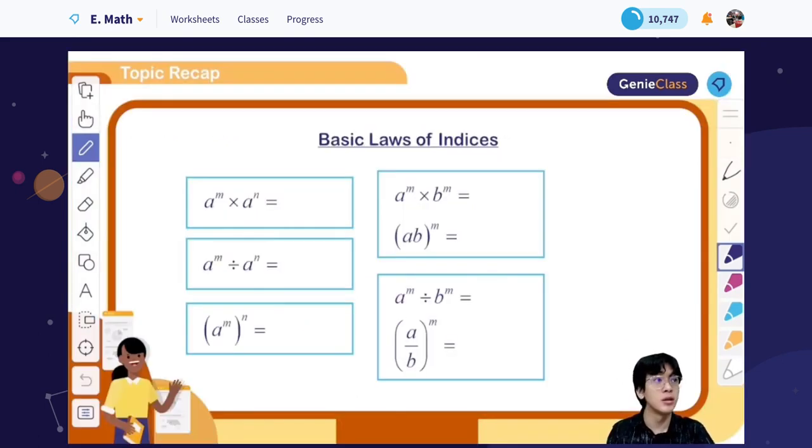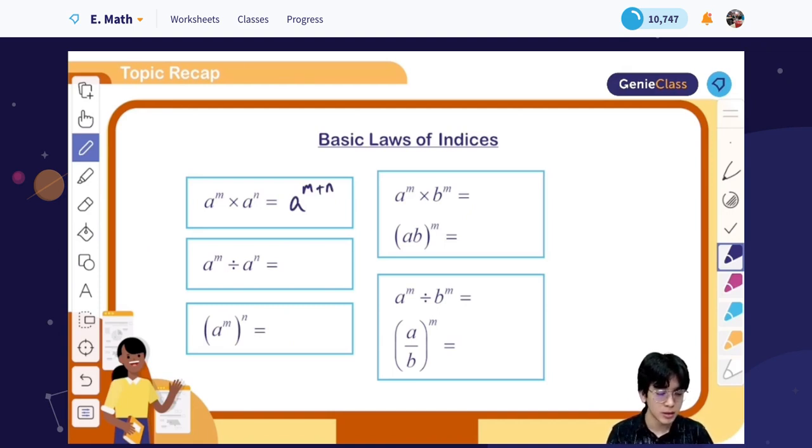Alright, let's move on. Laws of indices. I believe this is one of the harder topics, right? Where you have to remember so many different rules, but no choice, have to remember. Can you tell me what is a power m times a power n? a^m times a^n. Okay, very good. a power m plus n.